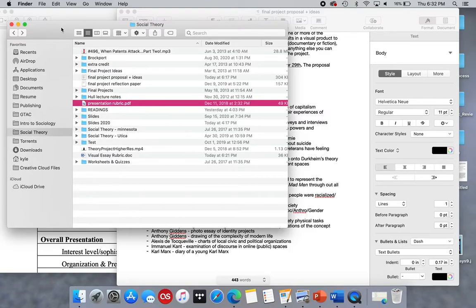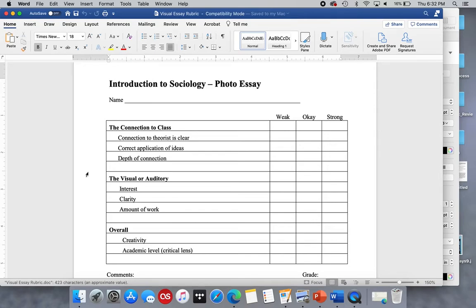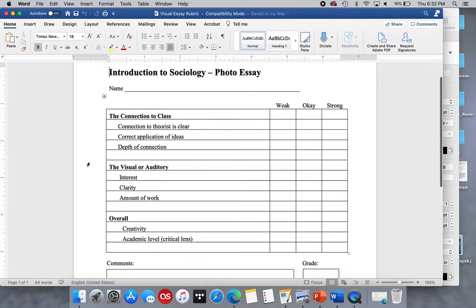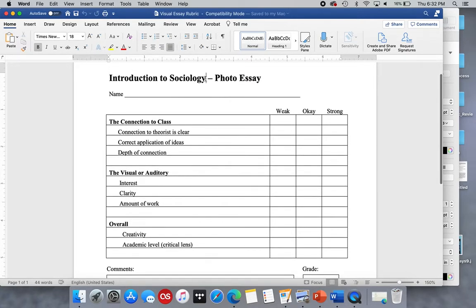Run ideas by me. I'm always happy to brainstorm with you. Again, I want this to be enjoyable. Let me show you the rubric, which will also help. So we've got the visual essay rubric. You can see here's what I'm going to be grading you on. Oh, that's the introduction to sociology one. But I modified it. I just have the wrong title. So I'll change that later.